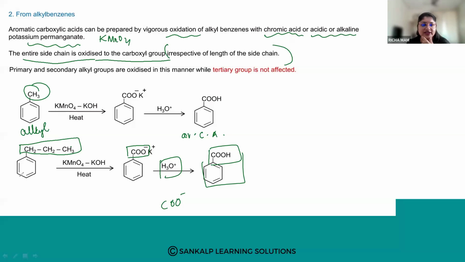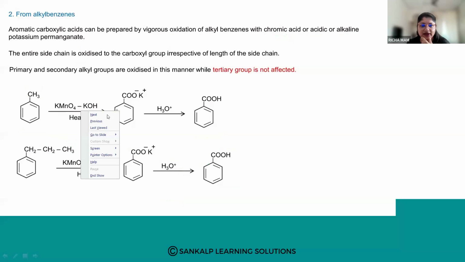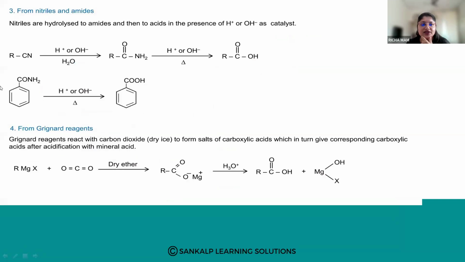So this also we have discussed previously. So these are the preparations. Next, we had discussed from nitriles and amides. So if you do hydrolysis, so I have a nitrile group. So nitrile means what? You have C triple bond N. So I'm going to add what? Water. Okay. So here H2 and oxygen here.